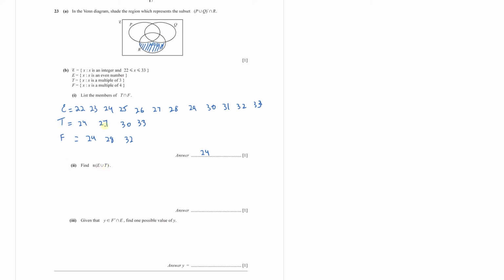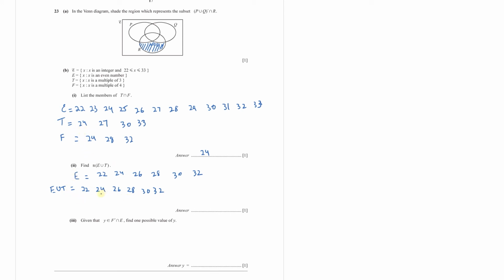So you already have listed the values of T. Let me list down the values of set E, which are the even numbers. So 22, 24, 26, 28, 30, and 32. So these numbers belong to the set E. So E union T would be all the elements in E combined with all the elements of T, but you don't write the common elements twice. So just write down all the elements of E first. So just copy all these down here, and then write down all the elements of T that you have not already written here.